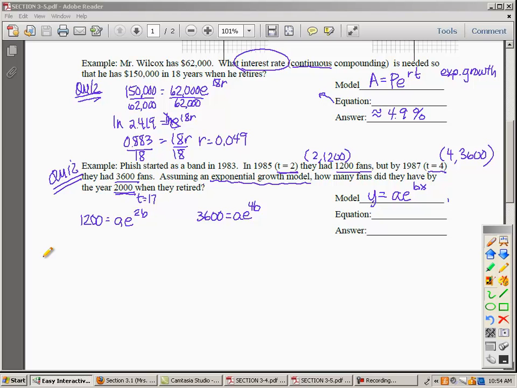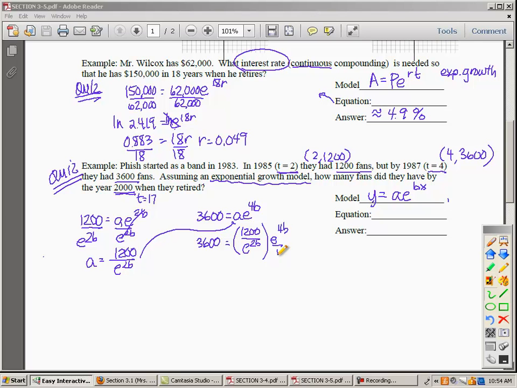Okay, now that I have two equations, we're going to use substitution. So what I'm going to do is solve this first equation for a. If I divide by e to the 2b, these go away, and basically a is 1,200 divided by e to the 2b. And I'm going to stick that in the second equation where my a is. So I'm using substitution. So 3,600 equals, well, I had 1,200 over e to the 2b is what a is, times e to the 4b. And this is like an over 1.